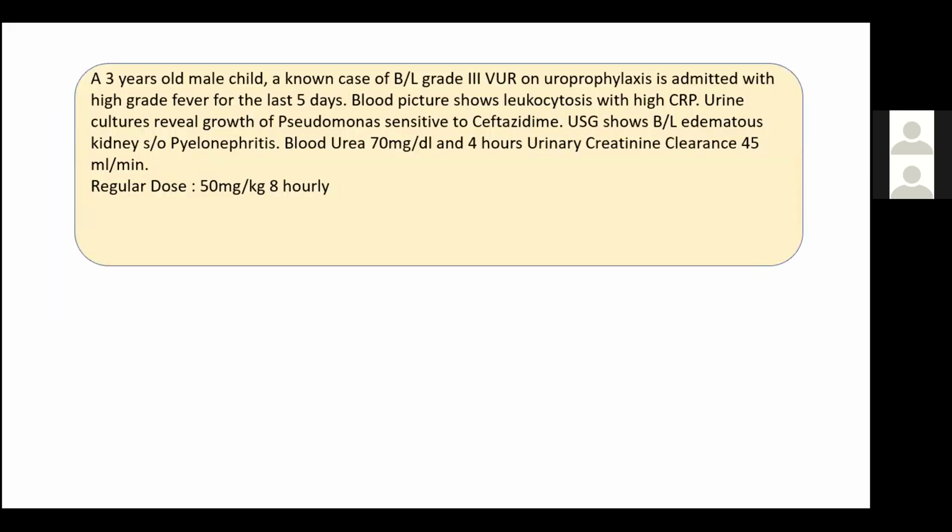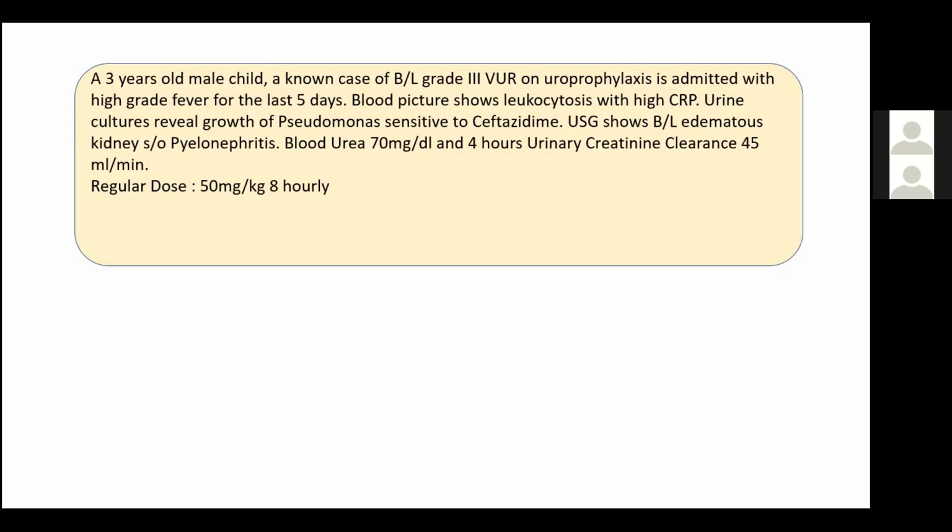Now, let us try to understand drug dosing in children with AKI with an example. So, we have over here a 3 years old male child who is a known case of bilateral grade 3 vesicoureteric reflux on uroprophylaxis and is admitted with high grade fever for the last 5 days. The blood picture shows leukocytosis with high CRP, and the urine culture reveals growth of pseudomonas, which is sensitive to ceftazidime. Now, USG shows bilateral edematous kidney suggestive of pyelonephritis, and the blood urea is 70, and the 4 hours urinary clearance is 45 ml per minute.